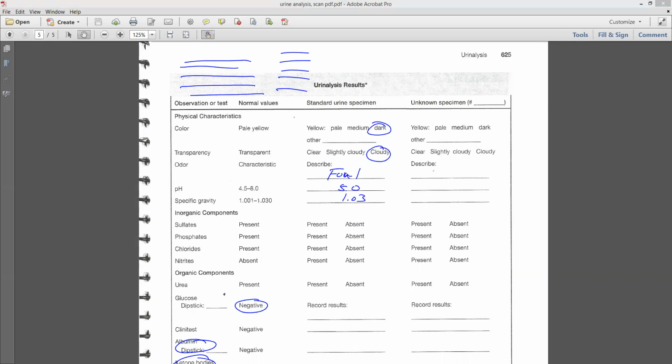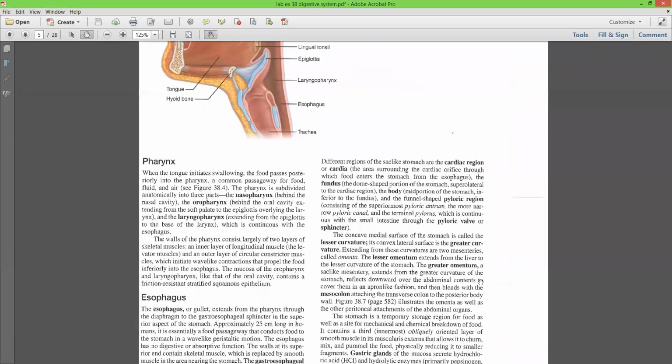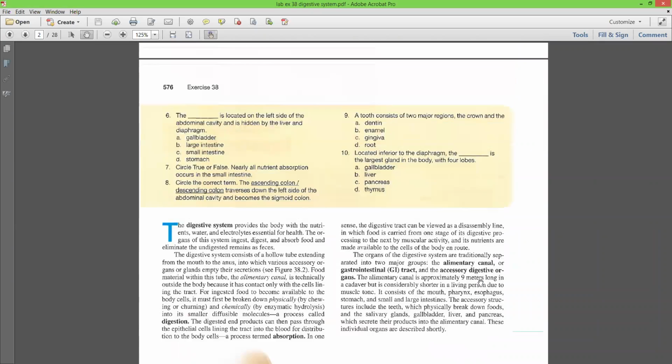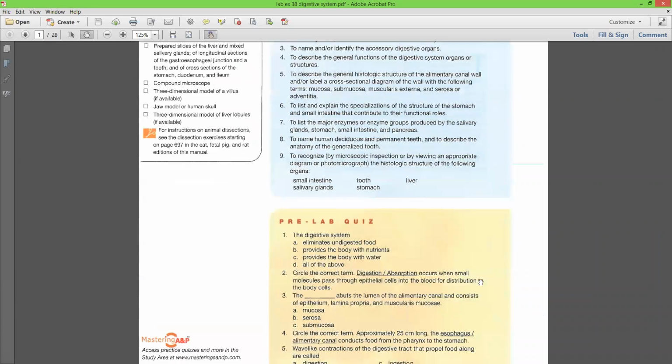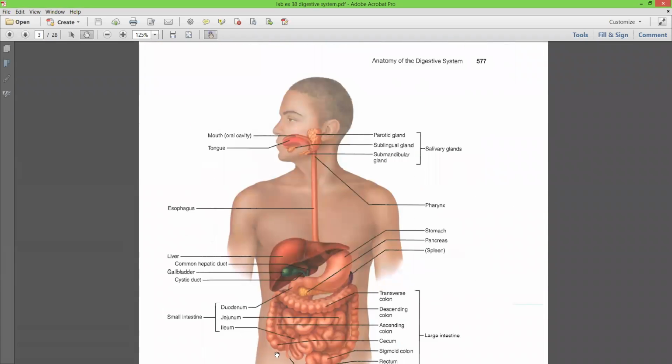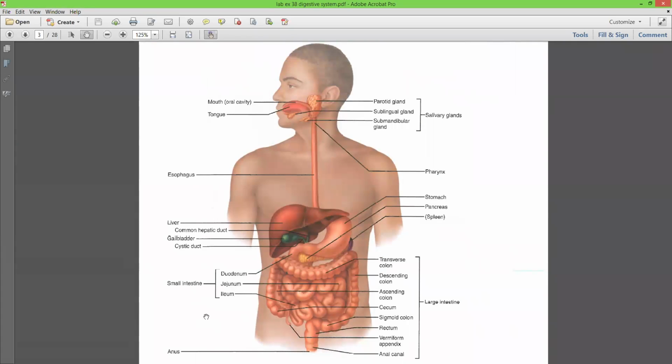All right, I'm going to share the GI system. All right, so just some gross anatomy parts I'd like for you to know. So you're going to have to either write these down or mark them.